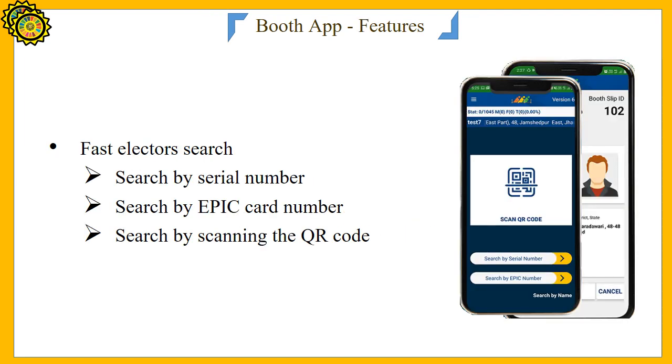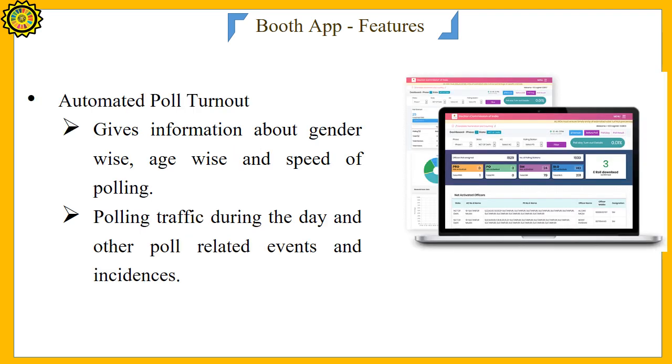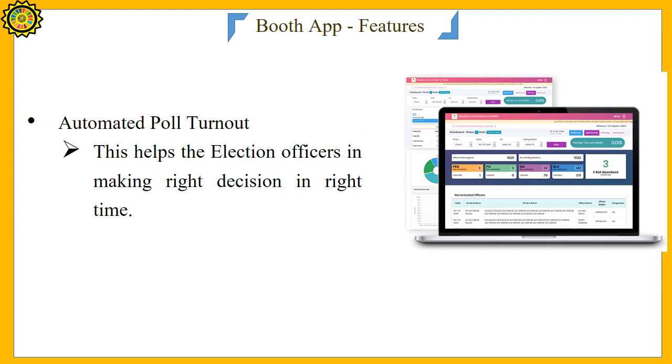Fast electoral search. Search can be done by serial number, by EPIC card number, or by scanning the QR code. Automated poll turnout. Booth app gives information about gender-wise, age-wise, and speed of polling, polling traffic during the day, and other poll-related events and incidences. This helps the election officials in making the right decision at the right time.